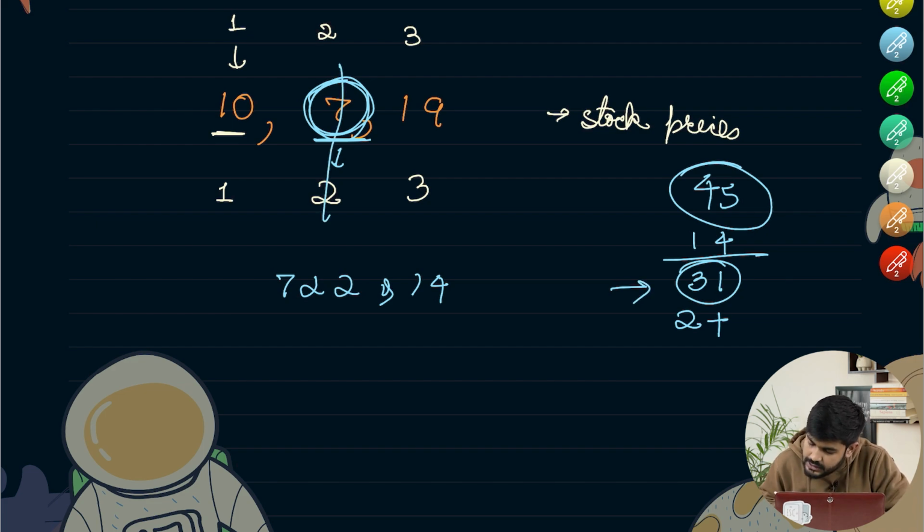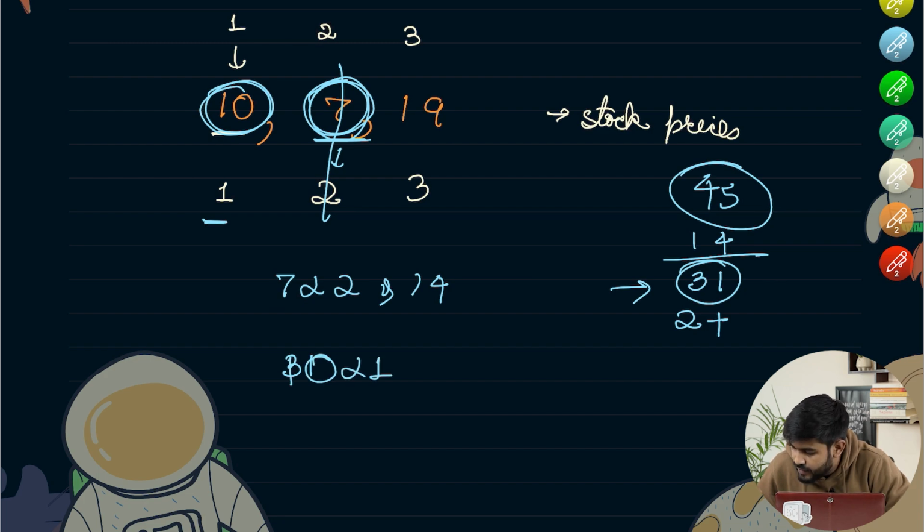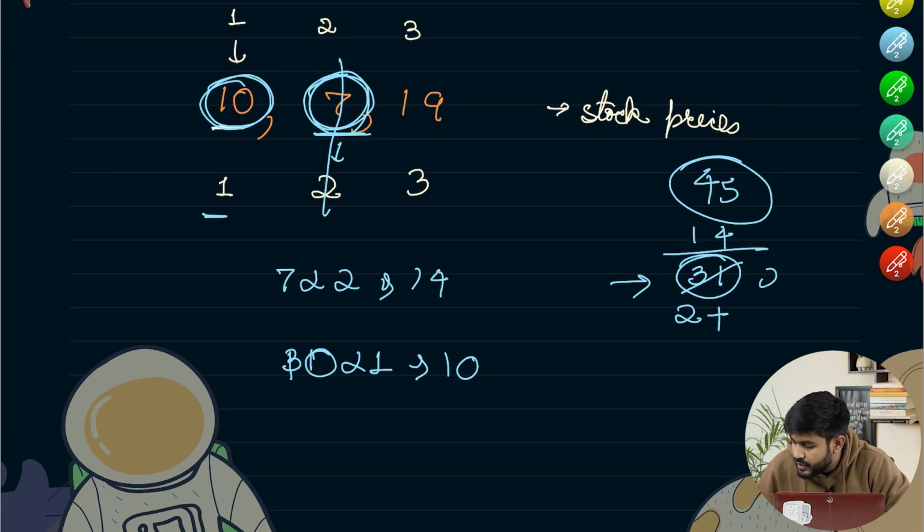Now this is not in the picture. Then I should buy the second cheapest. So now I should buy the second cheapest, but I can buy only 1. So 10 multiplied by 1 is equal to 10, and 31 minus 10 is equal to 21. So now the new value is 21 and I have bought 1 more stock.